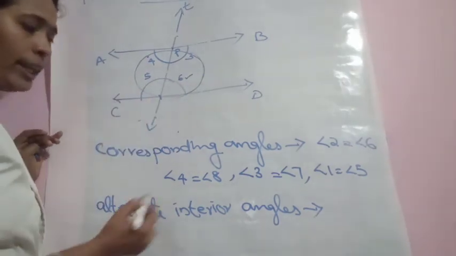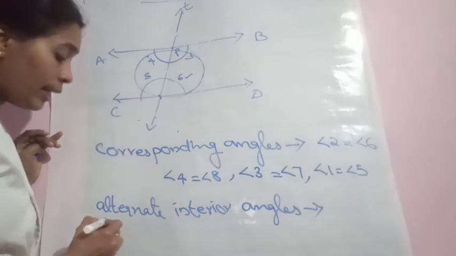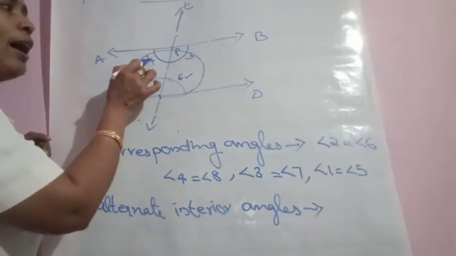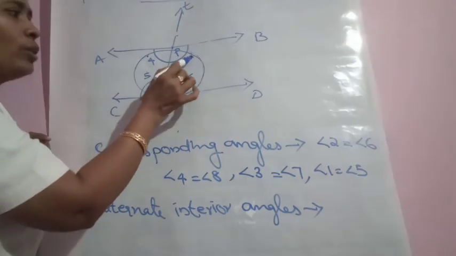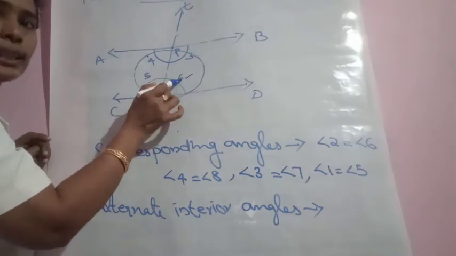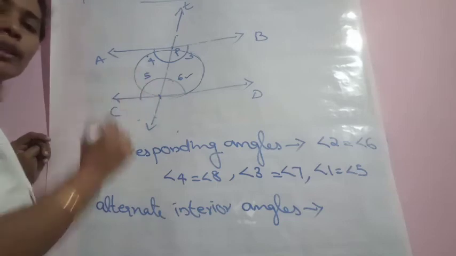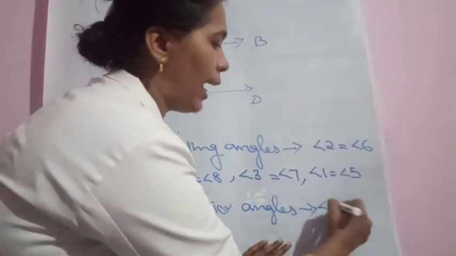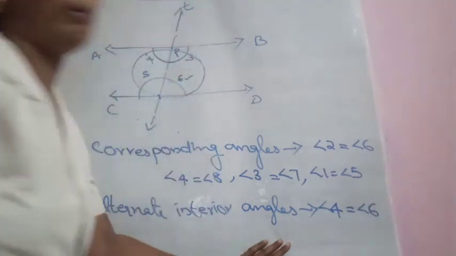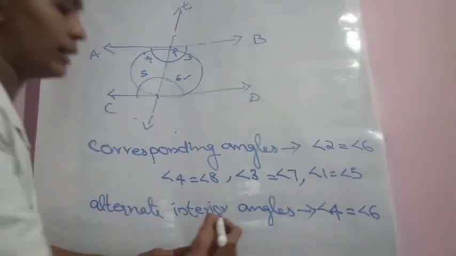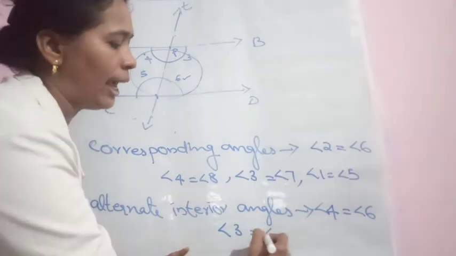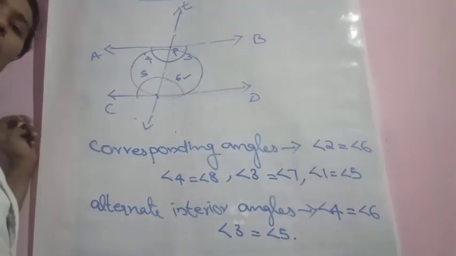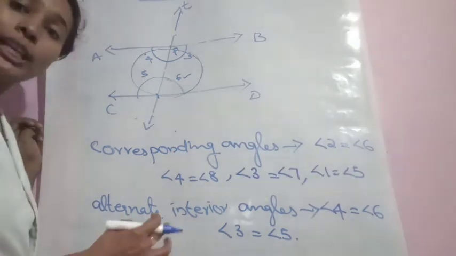The teacher told you to take interior angles, we have taken. Then the position is on alternate position. So which are they? 4, 6. 3, 5. They are alternates, that is, in between the lines and in the alternate position. 4 and 6, similarly, 3 and 5. And we can see that these two angles are also equal in measures.